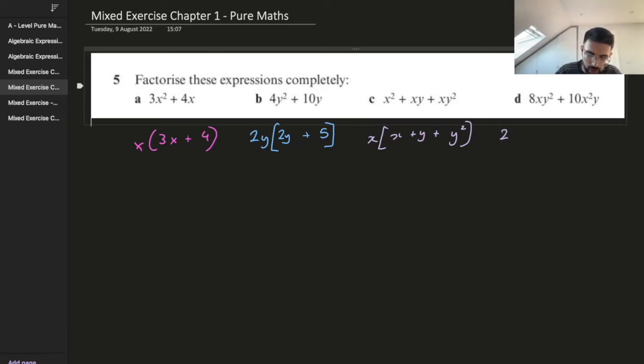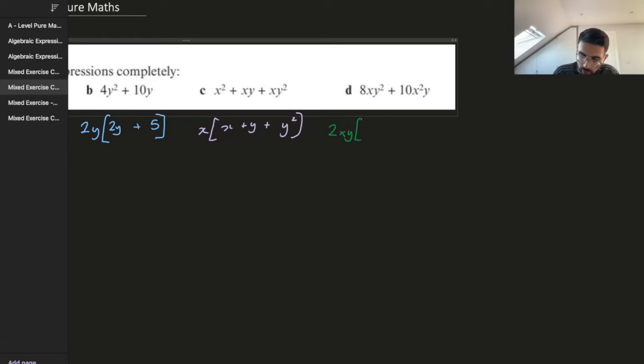Need to change our color again. Let's go for a green. We need to do 2xy. That is the highest common factor that appears in this question. So we've got to multiply this by 4y, and we've also got to multiply by 5x to end up with what we have.